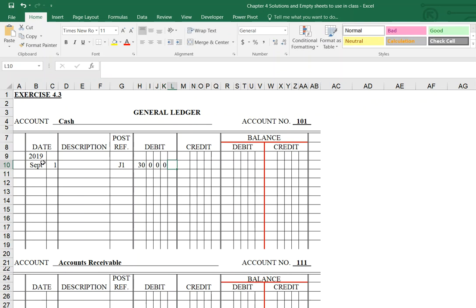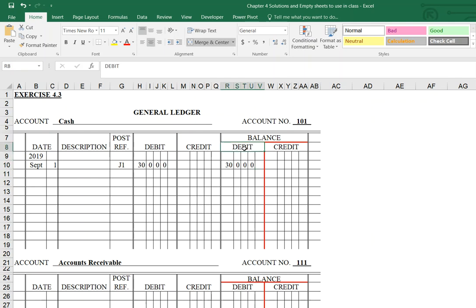And then what we're doing next is we're carrying it over into the balance columns. This is the very first month of business, so we don't have a running balance coming from our last month of time.